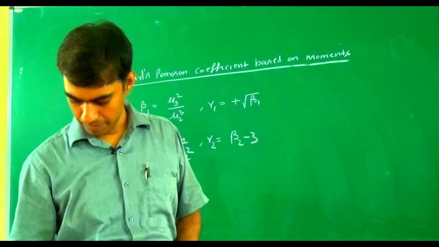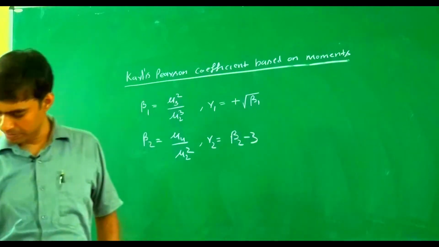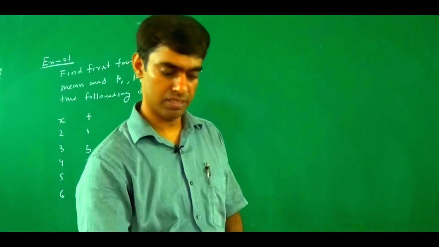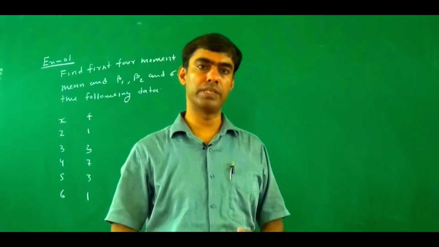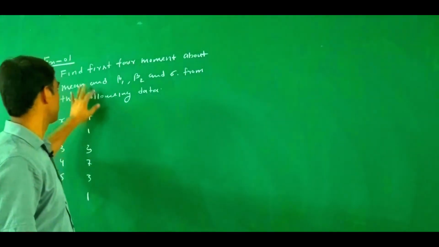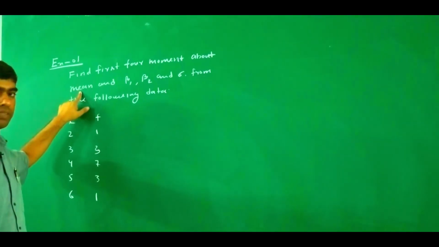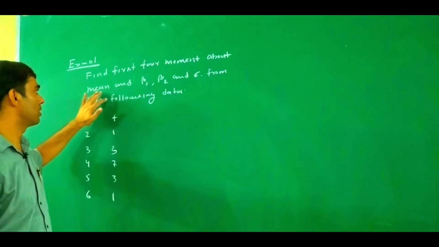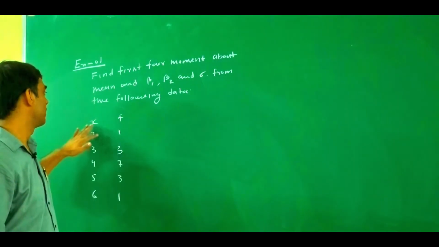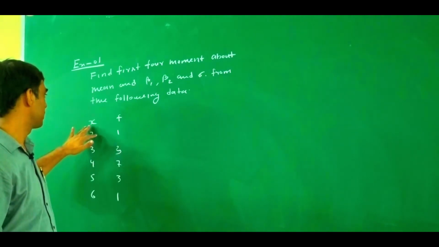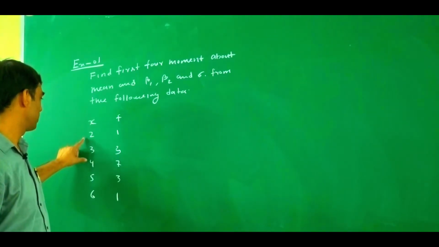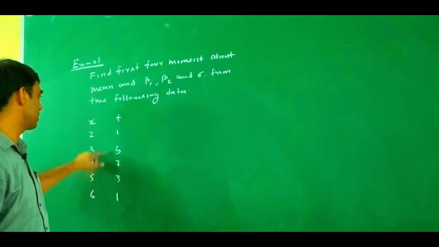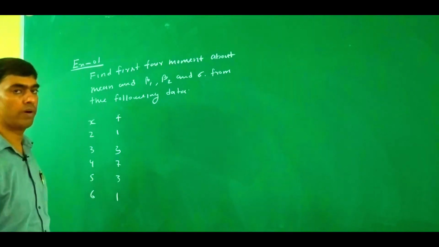Now we solve one very simple numerical example, on how we find the first 4 moments for the given data. The problem is: find the first 4 moments about the mean, meaning we try to find the values of mu 1, mu 2, mu 3, mu 4. Here the given data is x and f: x is 2, 3, 4, 5, 6 and f is 1, 3, 7, 3 and 1.